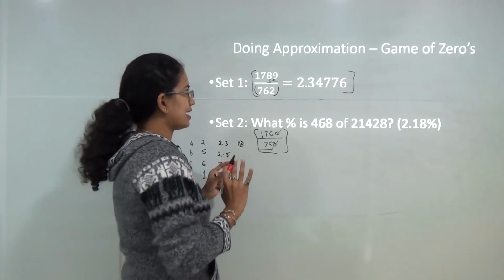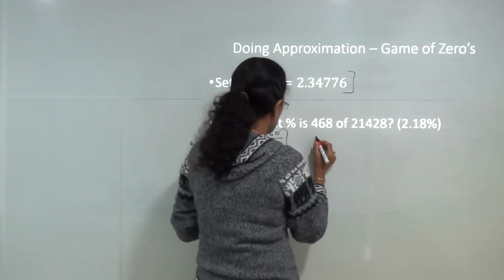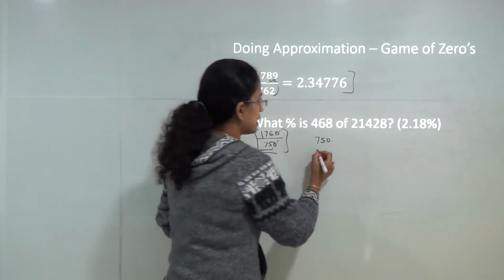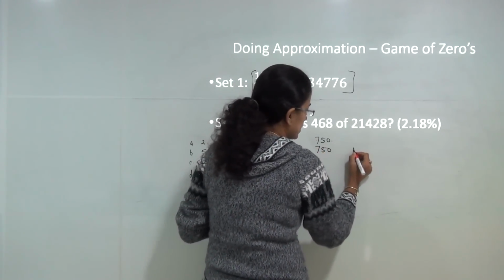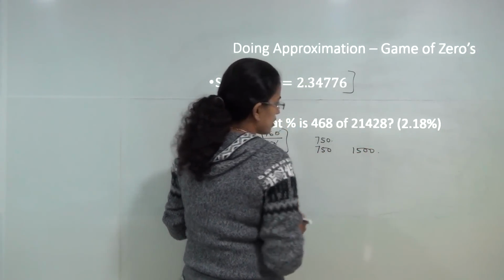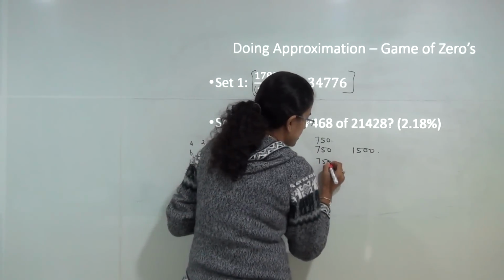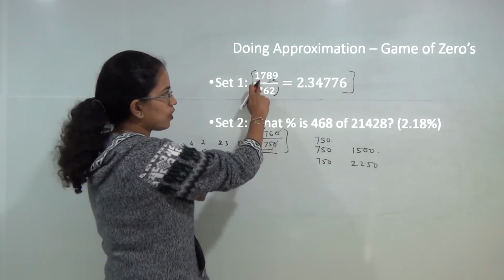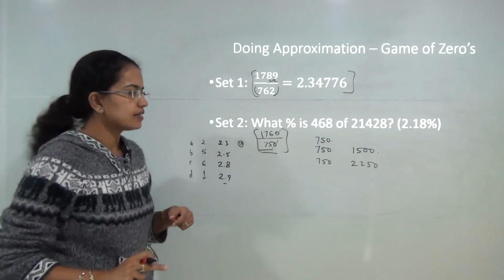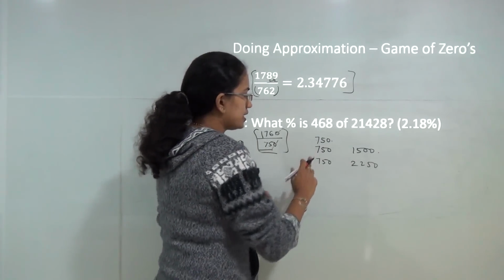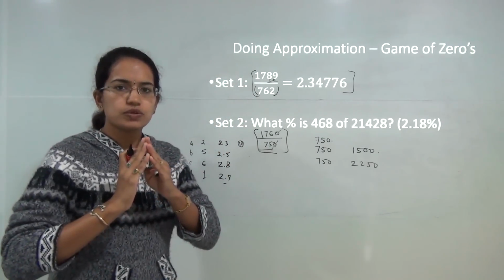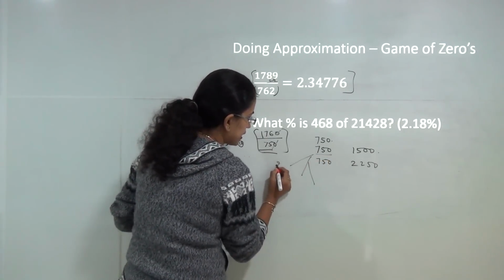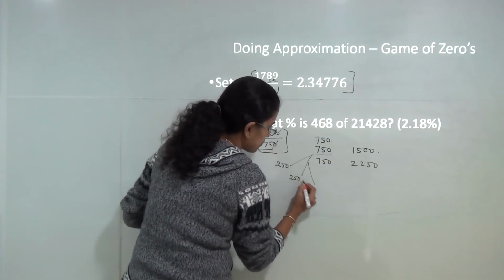Another technique that I usually work around is, you take 750, then another 750 will make 1500. Then if I do another 750, that will make it 2250. That is way too far away from 1789. So what I need to do is break this 750 into 3 parts, and I can get 250, 250 and 250.